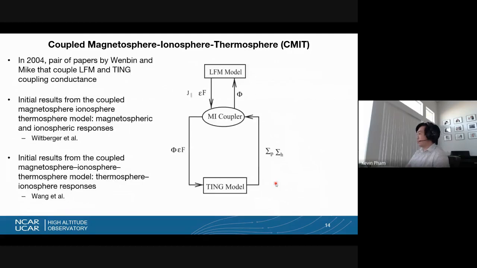Now we move on to the NCAR side of things. From NCAR, Wenbin Wang and Mike Wiltberger in 2004 wrote a pair of papers in which they coupled LFM to TING. TING is the precursor to TIEGCM, where they coupled just the conductance.